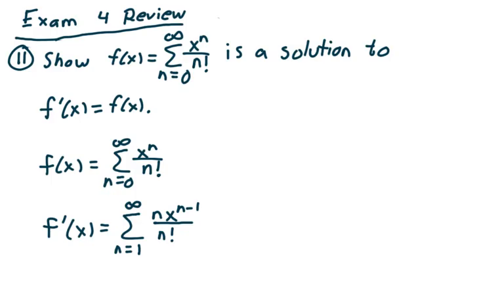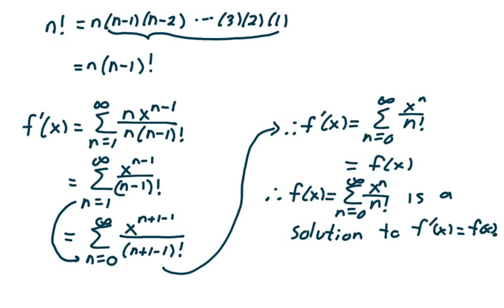So let's start with f of x equals the summation from n equals 0 to infinity of x to the n over n factorial. f prime of x is the summation from n equals 1 to infinity of n x to the n minus 1 divided by n factorial. Now remember, n factorial is equal to n times n minus 1 times n minus 2 all the way down to 3 times 2 times 1. But we can write this as n times n minus 1 factorial.